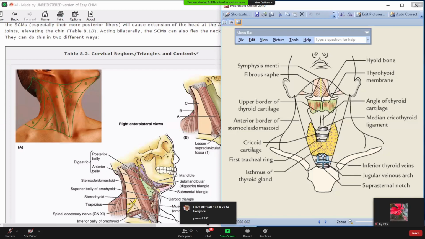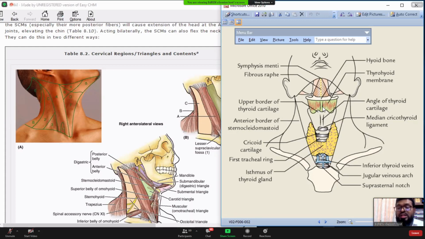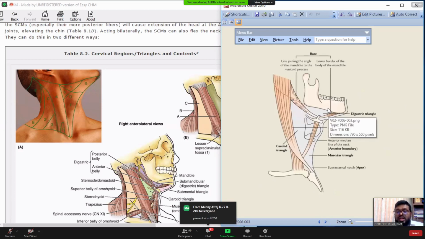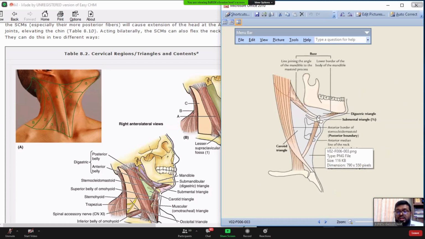So this is the hyoid bone, very important structure because some muscles are above it. These are called suprahyoid muscles, and some muscles are below it, and these are called infrahyoid muscles. That is also another MCQ, very commonly asked. Okay, so these are the anterior triangles altogether.